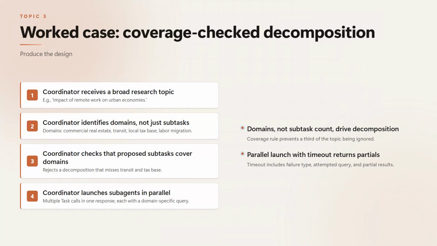Then it launches all subagents in parallel, multiple task calls in one response. If a subagent times out, the coordinator receives the failure type, the attempted query, and any partial results. The rest of the cases, the finding schema, the synthesis instruction, the coverage annotation, are on the page.